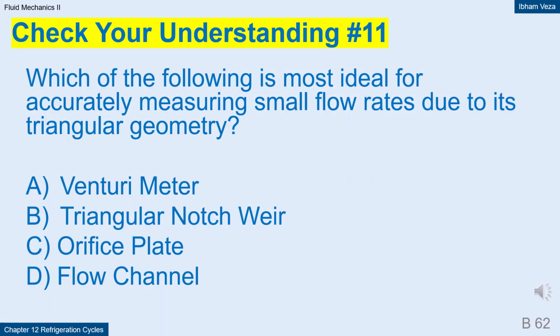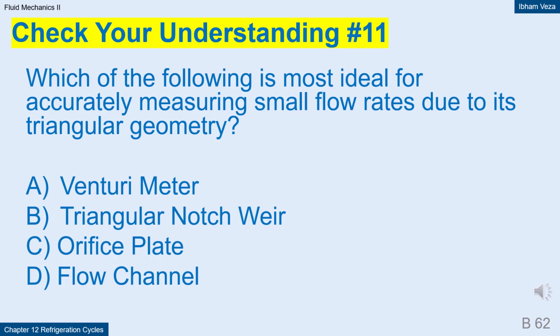Answer B. Triangular notch weir. Explanation. A. Venturi meter. This is incorrect because a Venturi meter is designed to measure flow rates over a wider range, not specifically for low flow rates with a triangular geometry. B. Triangular notch weir. This is the correct answer, as the triangular notch weir is ideal for accurately measuring small flow rates, thanks to its triangular shape and adjustable flow measurement based on the notch angle.